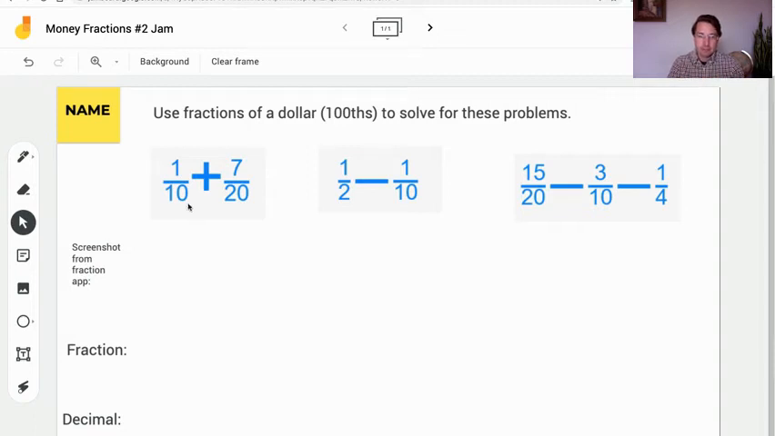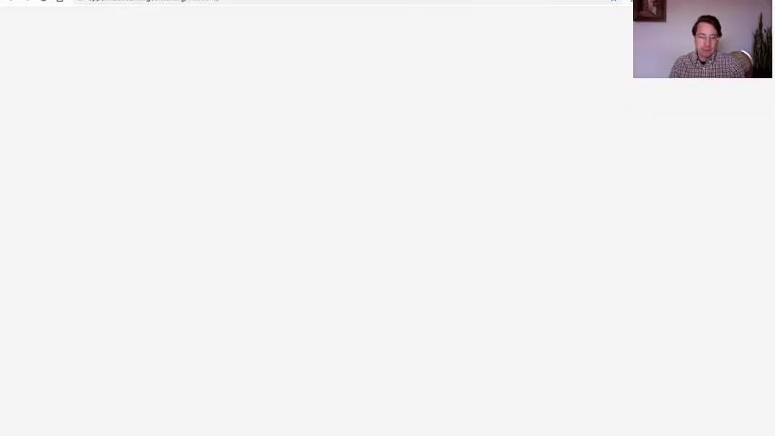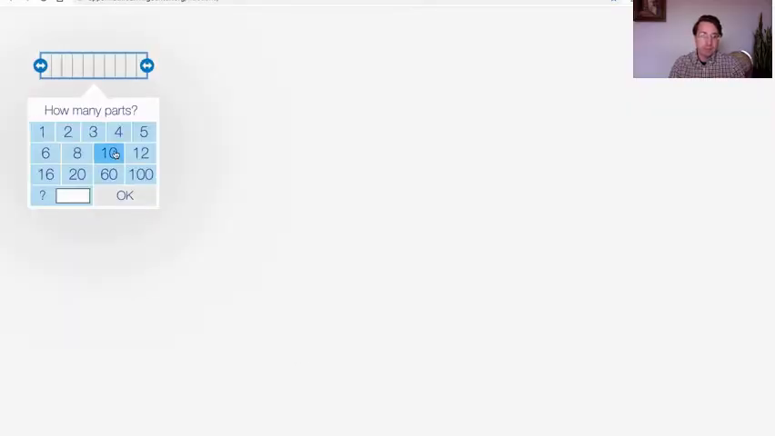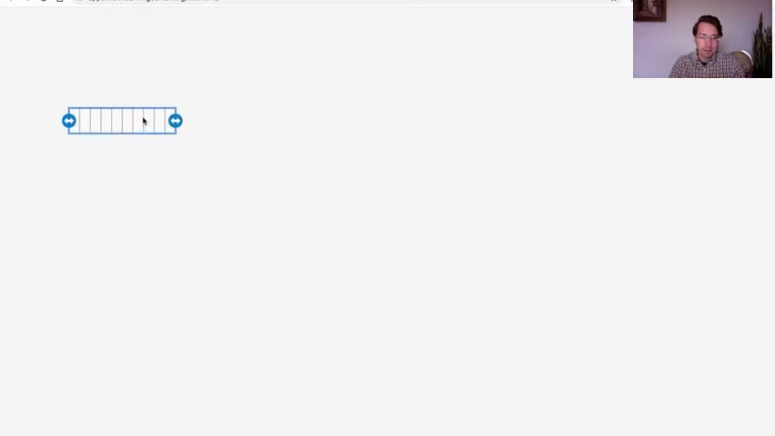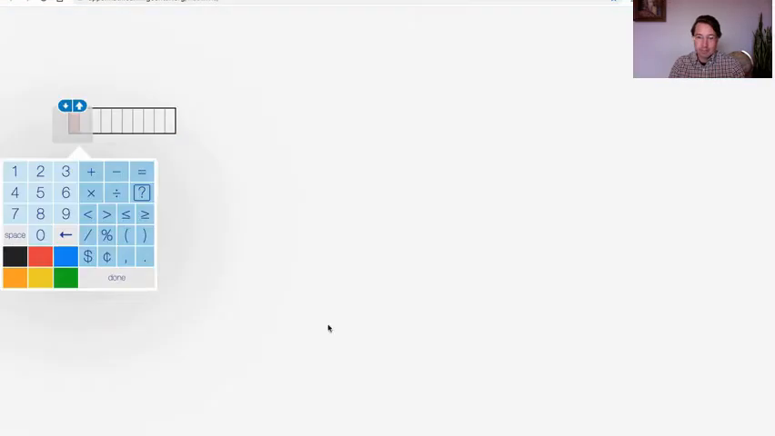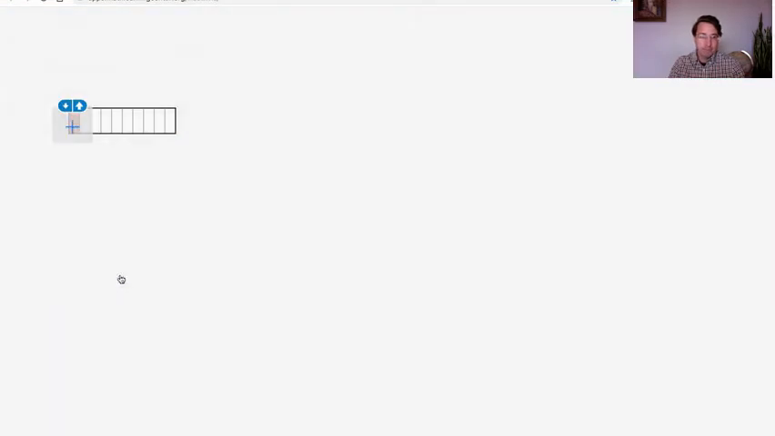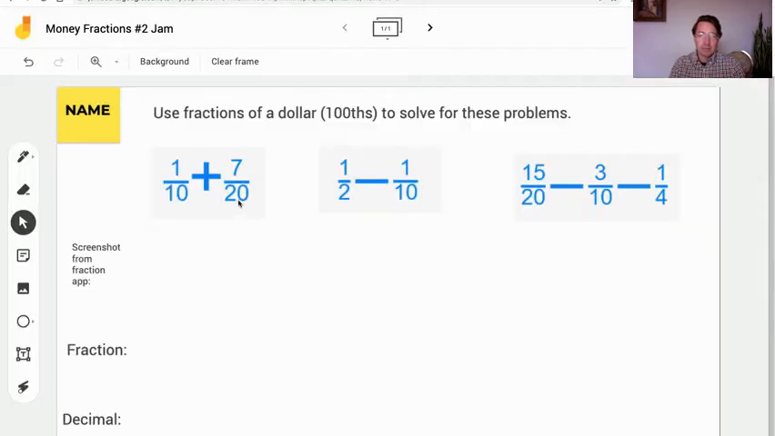So let's get started. 1/10 plus 7/20. So let's go ahead. We're going to start with our fraction app. I'm going to use the bar. The first one is 1/10, so I'm going to do 10 parts. I'll color one of those red. And then I'm going to do the operations to get my plus sign. Bring that over here. 1/10 plus, let's take a look, 7/20.